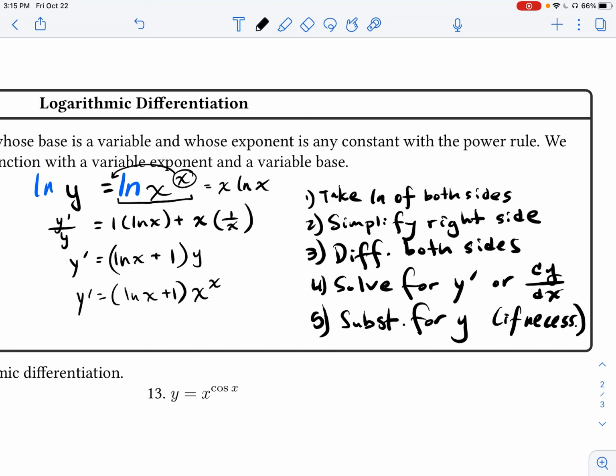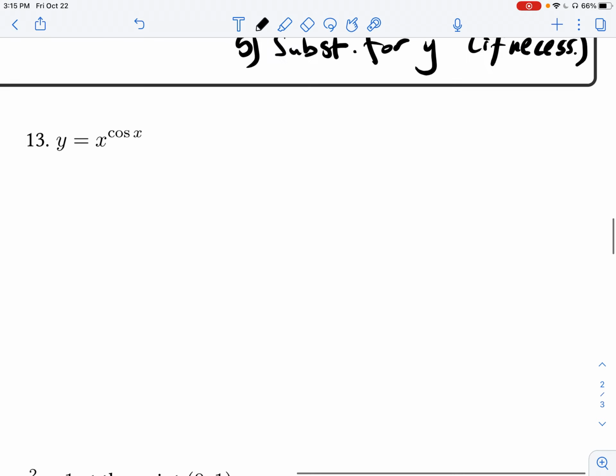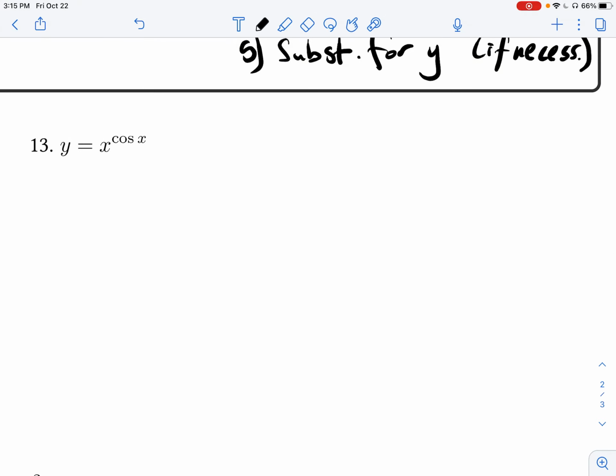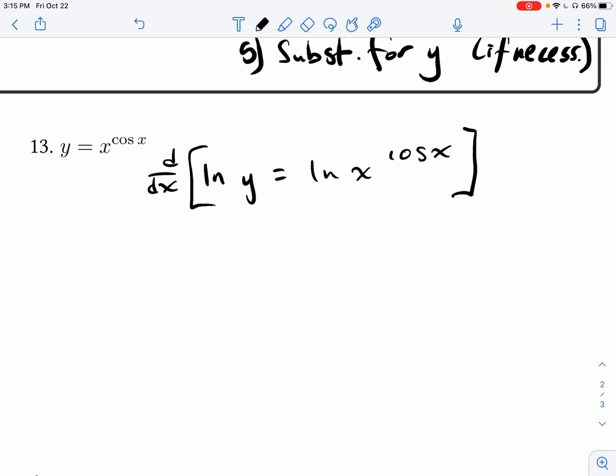So let's go ahead and try something like this problem right over here. y equals x to the cosine x power. So the first thing I'm going to do is take the natural log of both sides. And the natural log of x raised to the cosine x power. And then I'm going to differentiate all of this with respect to x. So the derivative of the left side is going to be y prime over y.